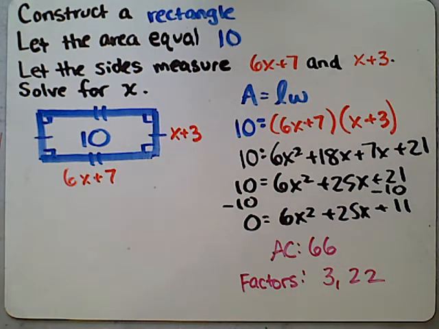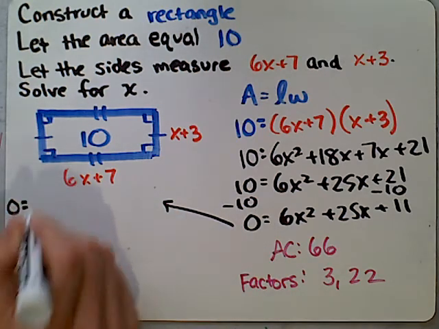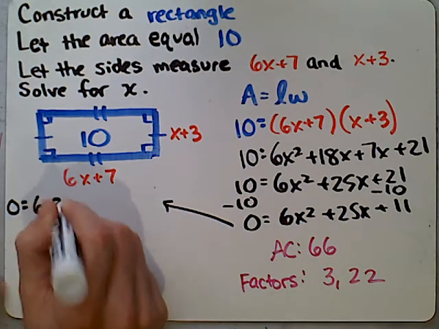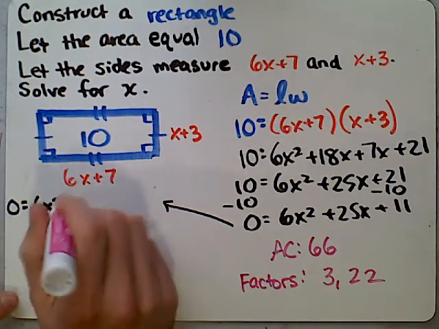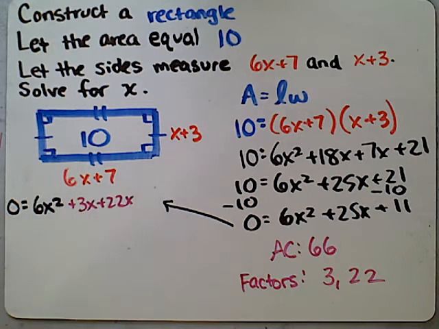Just as we've done in previous lessons, you then want to take those factors and use those as your two middle terms now instead of your 25x. I'm going to shift the problem this direction over here. We'll have 0 equals 6x squared plus 3x plus 22x, and finally plus 11.